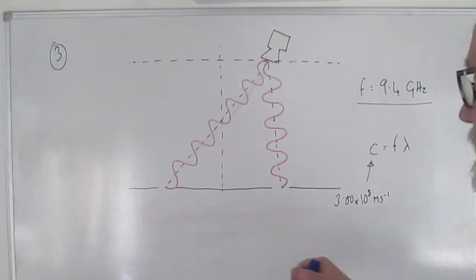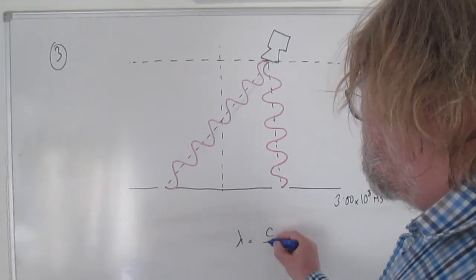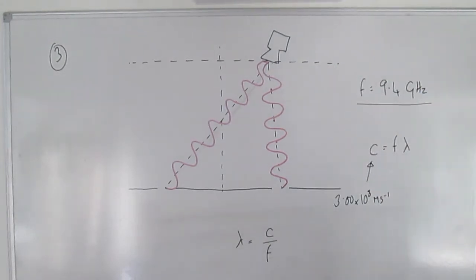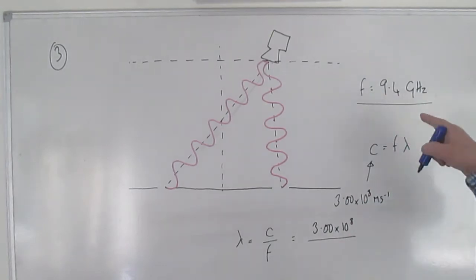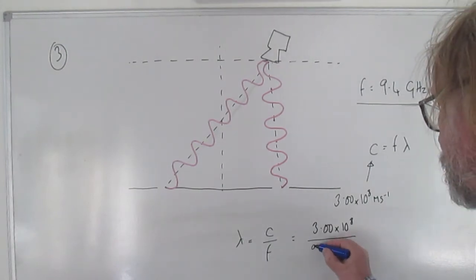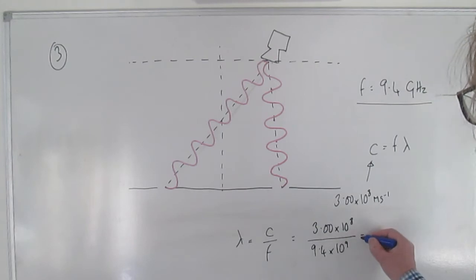So as always, rearrange the expression first and get lambda is equal to c over f, and then plug the numbers into that. So that's 3.00 times 10 to the 8 divided by 9.4 gigahertz. So you've got to remember your prefixes here. Remember how it goes. Kilo is 10 to the 3, mega is 10 to the 6, giga is 10 to the 9. So that's 9.4 times 10 to the 9 hertz.